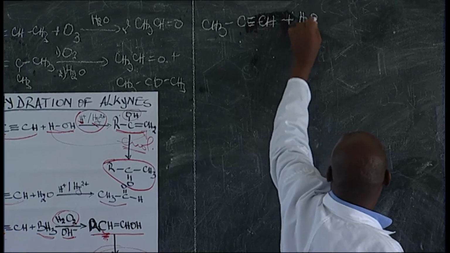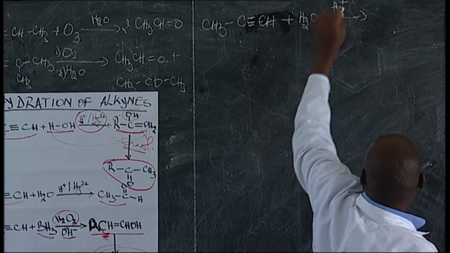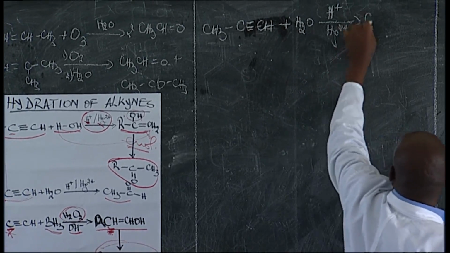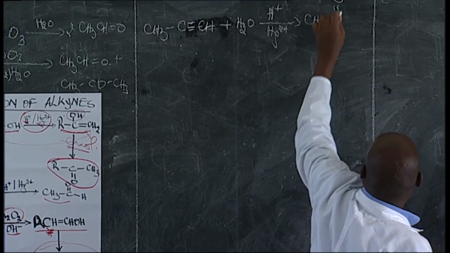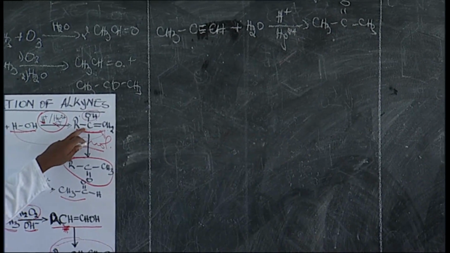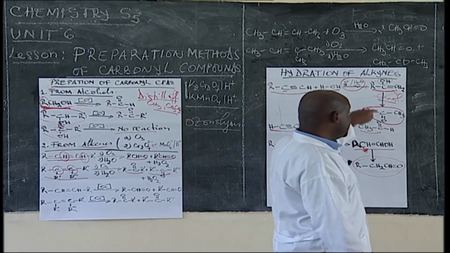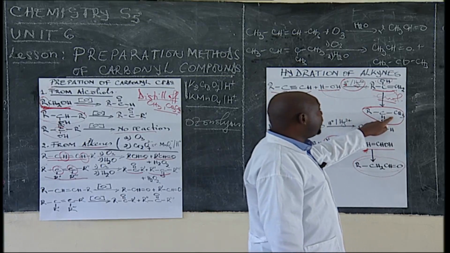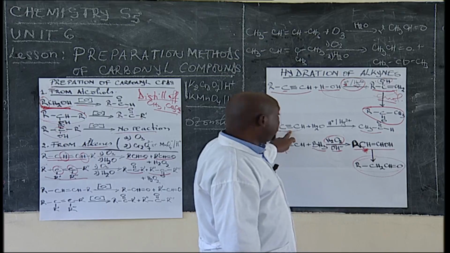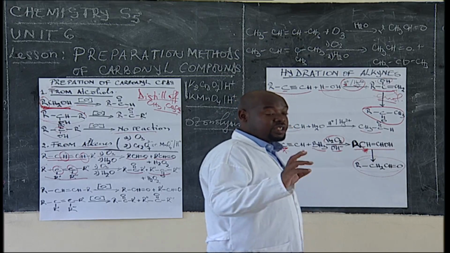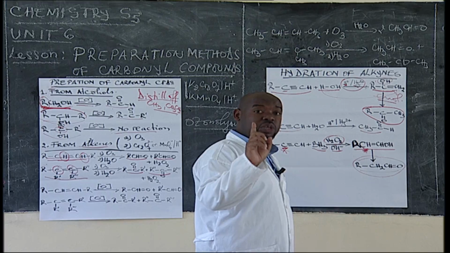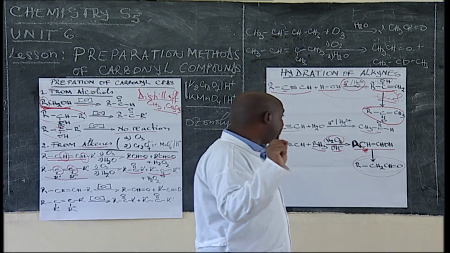CH≡CH plus H2O in the presence of an acidic medium and a mercury salt. What do we produce? We produce CH3COCH3. Remember, the first product, the intermediate product, is an enol, which will immediately transform itself to give us a ketone. If we use ethyne, remember, we will produce ethanal. And we said that by producing the Markovnikov products, it is the only compound which will give us what? Which will give us an aldehyde.